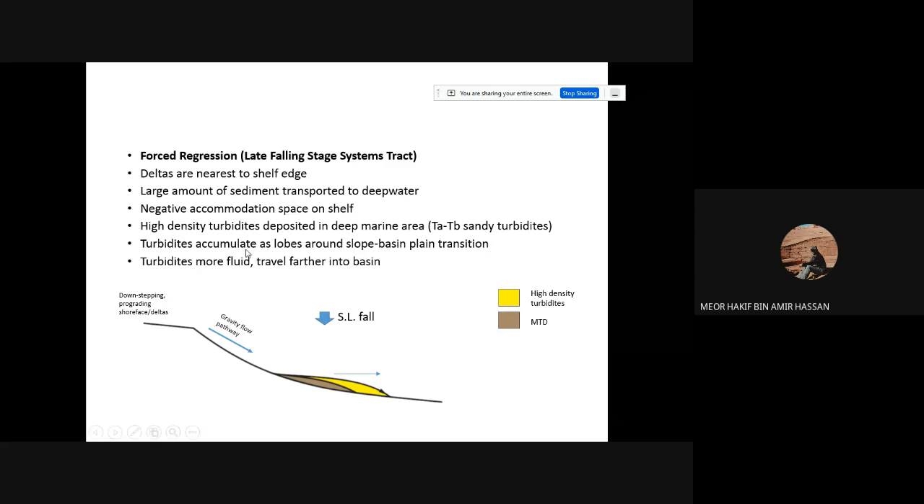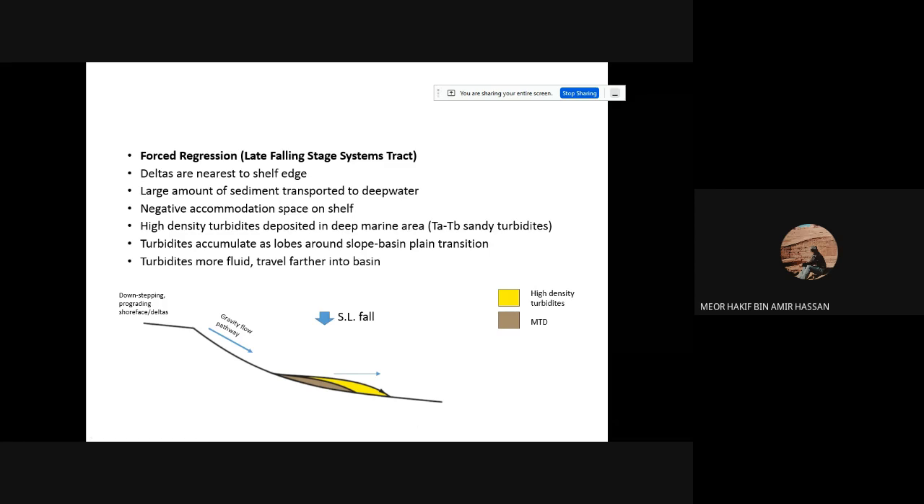Turbidites are more fluid, right? They are turbulent flow compared to your debrites, and debrites are laminar flow, right? They're more viscous, so turbidites can travel farther compared to your debrites. So in this case, the position of the turbidites is farther than the debrites here. Okay, so that is the falling stage systems tract.